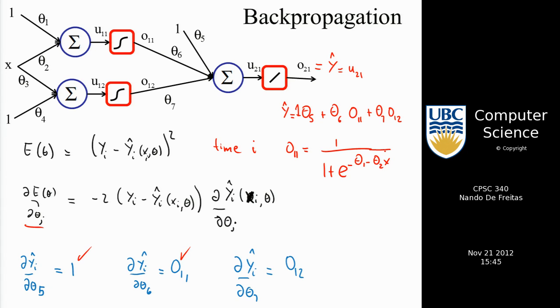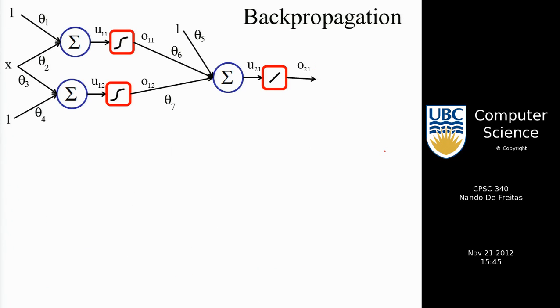Okay. How do I get output 1,1? I take the input x, I feed it through the network. So typically the way we implement this is we do a forward pass to get all the O's and all the U's. So we first do a forward pass. And then derivatives is just plugging it in. So like the derivative with respect to theta 6, it's just output 1,1. Likewise, the derivative with respect to theta 7 is output 1,2. So we already know how to do the gradient for theta 5, theta 6, and theta 7. Okay, so the next ones will be a bit more interesting.